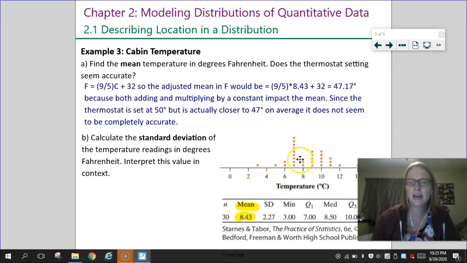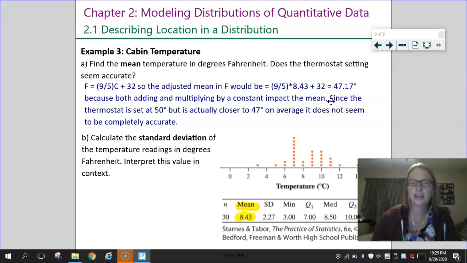So that means that on average, Mrs. Starnes' thermometer is telling her that inside her cabin it's 47 degrees at night. Since the question asks us if the thermostat setting seems accurate, we're going to say probably not, because she was setting the thermostat at 50 degrees and her thermometer is telling her that on average it's closer to 47. So it seems that the thermostat is a little bit off.